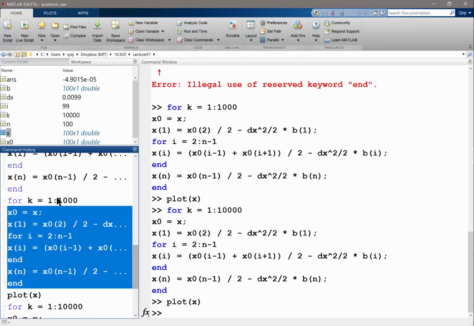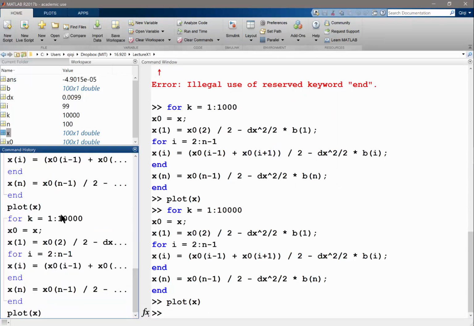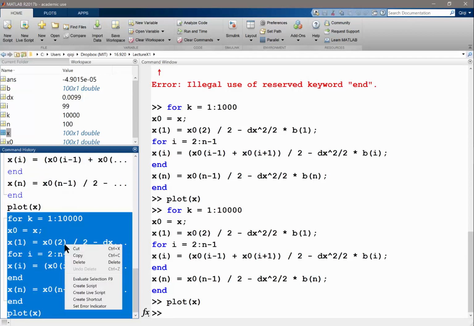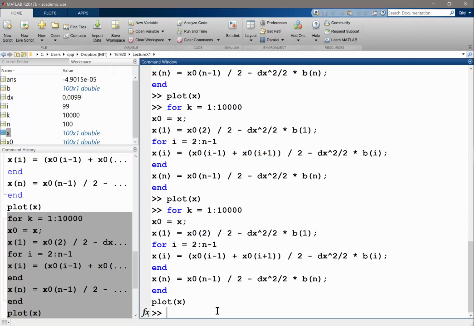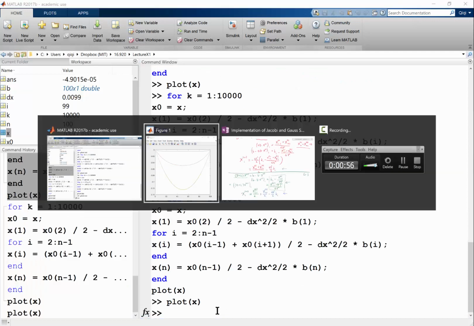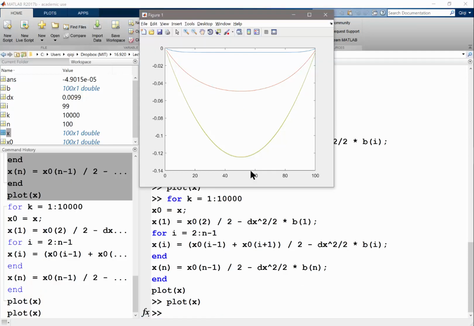Let's do another 10,000 iterations. Evaluate. I'm going to plot. Now I get two curves after 11,100 iterations and 21,100 iterations. The solutions are the same. So basically my Jacobi iteration has converged.